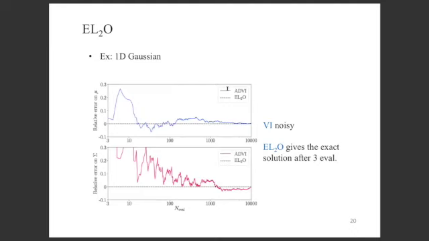To briefly explain the advantage, say our posterior is a 1D Gaussian, and then we can write LO as a quadratic equation in the sample Z. So 3 samples should be sufficient to get the complete solution. However, VI is very noisy and it takes many iterations to get to the true solutions.